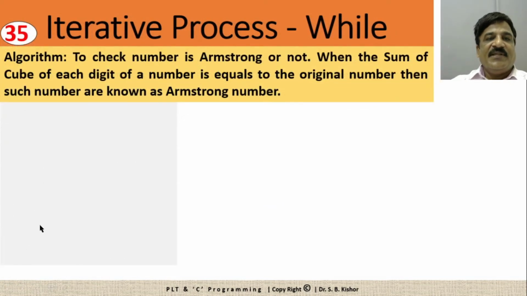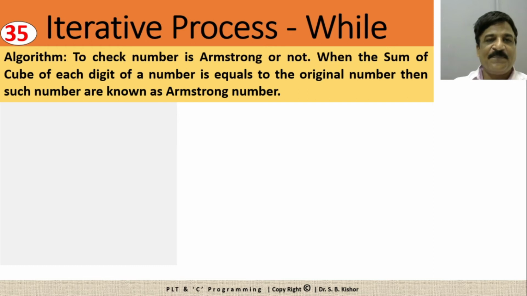Now to check whether a number is Armstrong or not. Okay, so what is the Armstrong number? When the sum of cube of each digit of a number is again equal to the original number, then such numbers are referred to as what? The Armstrong number. Now you know very well how to find out the sum of each digit of a number. Now in this case what you need to find out? The sum of cube of each digit.